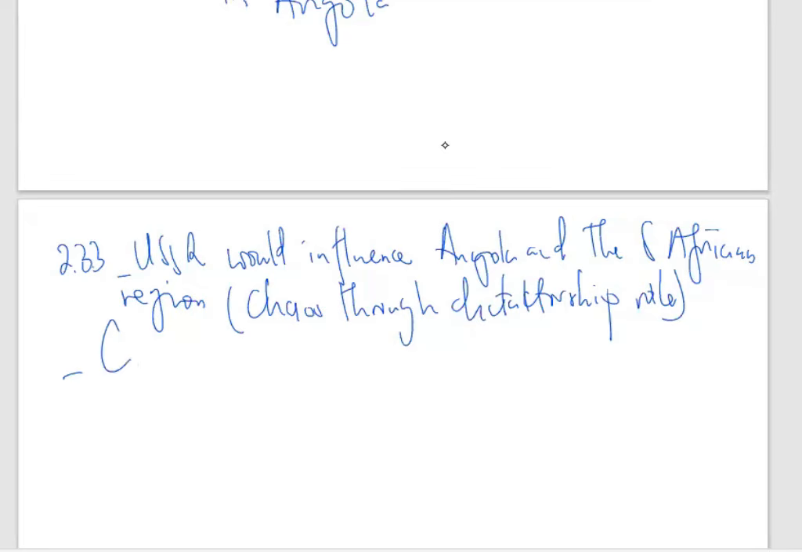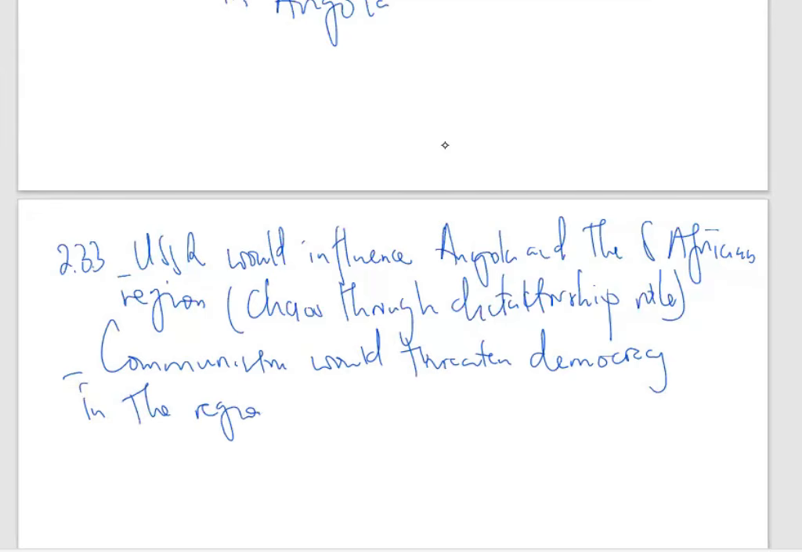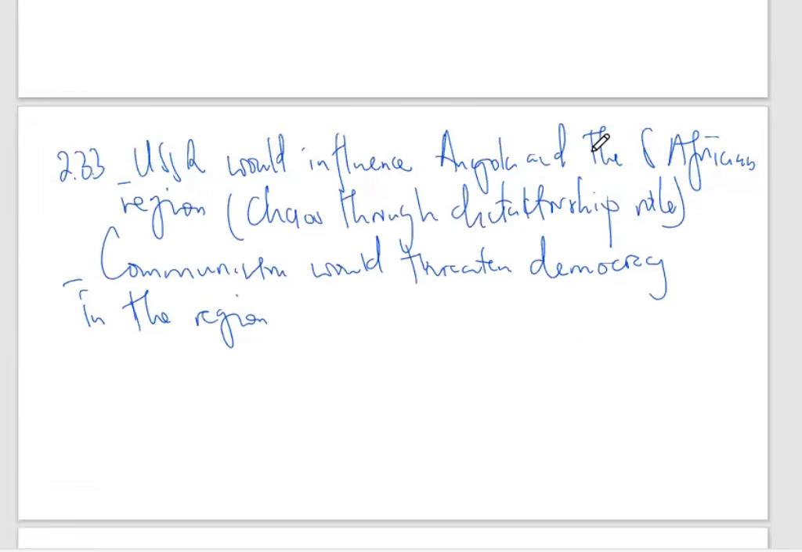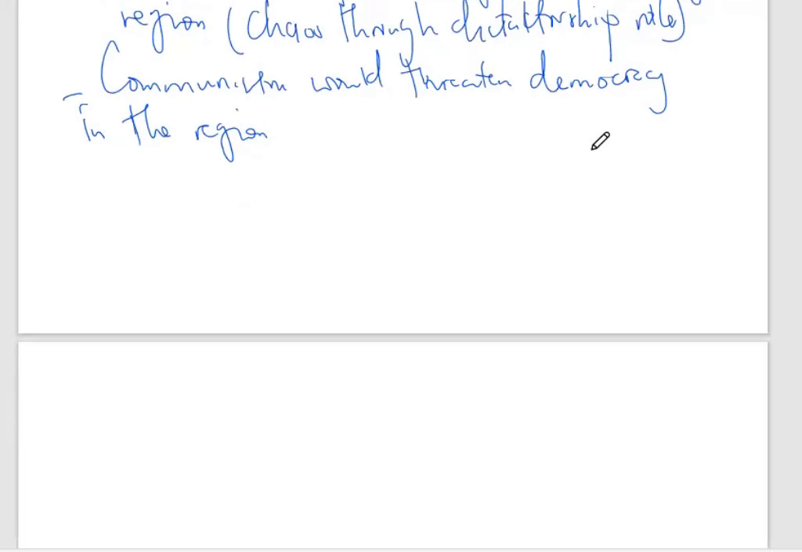And also in general, we could say communism would threaten democracy in the region. People would be exposed to fascist rule if Angola was to be dominated by the USSR through the MPLA. So that was going to also threaten the democracy in the region. Right. And any other suggestion that you can come up with?